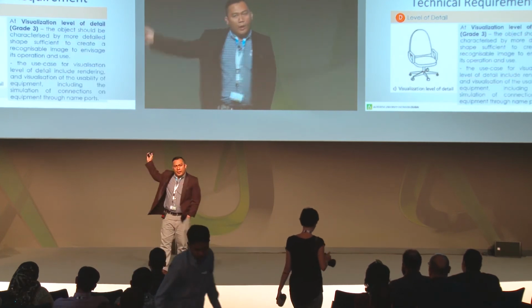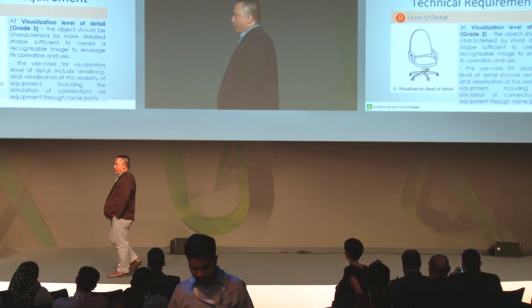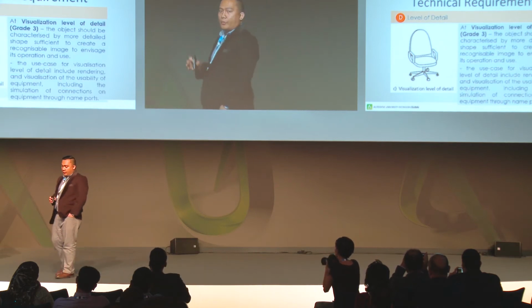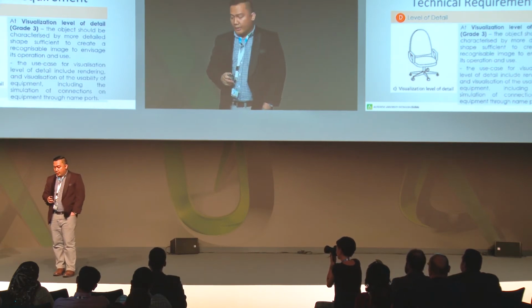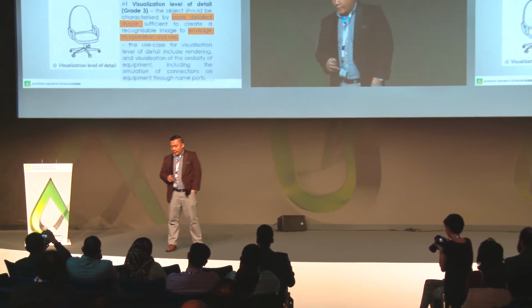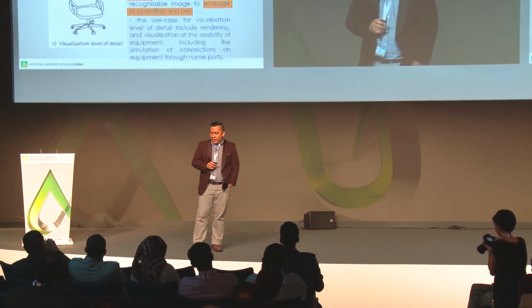And the last one, which we use for visualization purposes, is what we call visualization level of detail, or grade 3. The object is characterized by a more detailed shape, sufficient to envisage its operation and use. The use case for this one is rendering and visualization of the usability of the equipment.